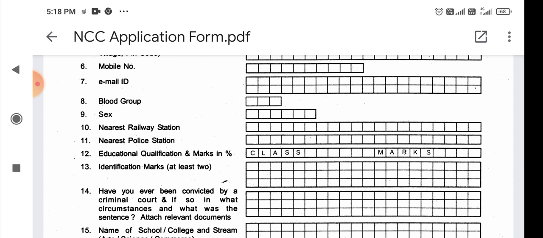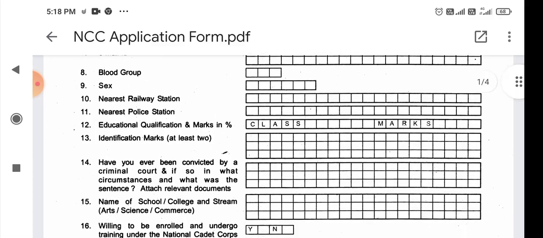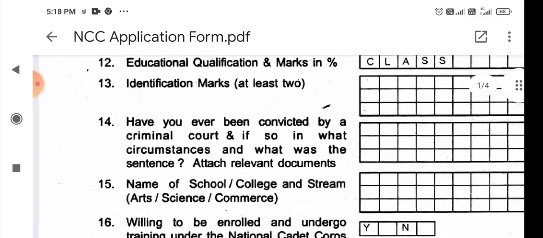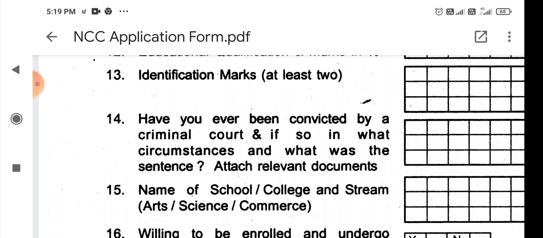Then the next one is identification marks. At least two identification marks are required. Then the 14th item is very important: Have you ever been convicted by a criminal court? If so, in what circumstances and what was the sentence? Attach the relevant document.